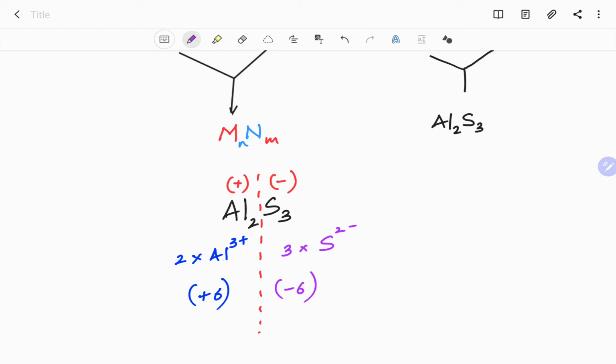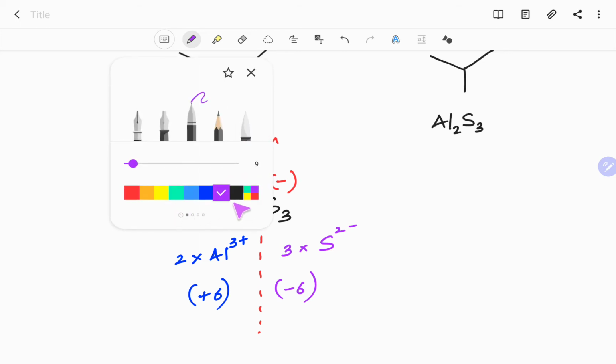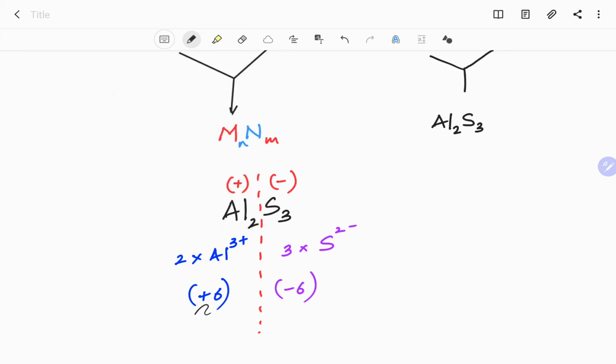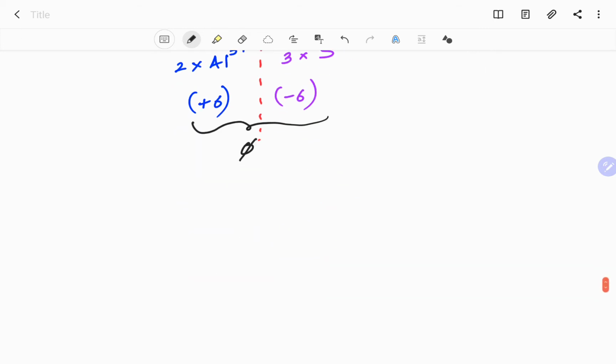So the overall charge is 0. The total positive charges are equal to the total negative charges, so the overall charge will be 0, which means ionic compounds are neutral. If you have the same number of total positive charges as negative charges, then it should be a neutral compound. Okay, let's take another example.